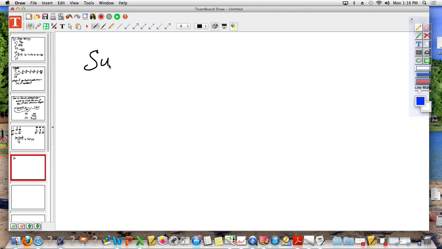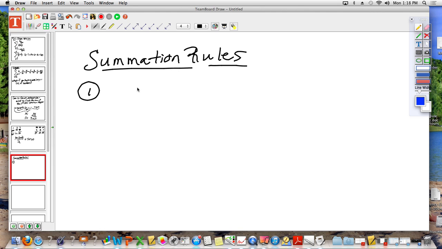So let's write down summation rules. You're going to use these quite a bit, so let's underline it, star it, something. And the first summation rule says this: to find the sum of i, in other words, a linear function, something that's linear.